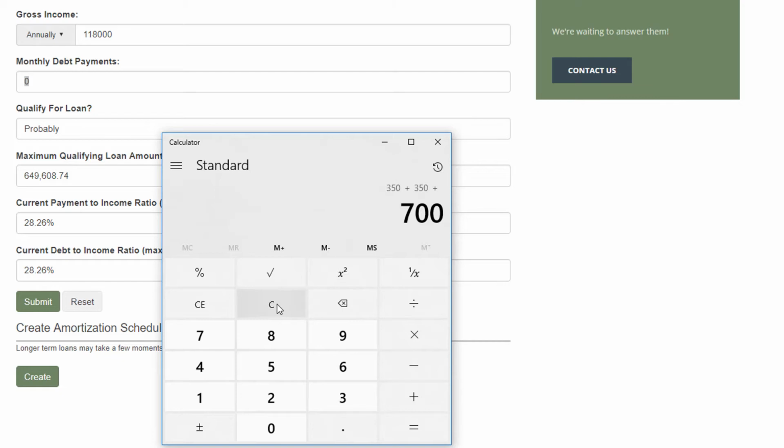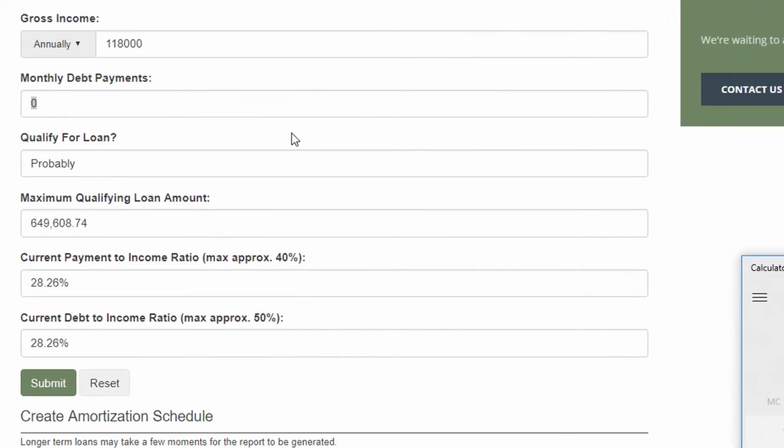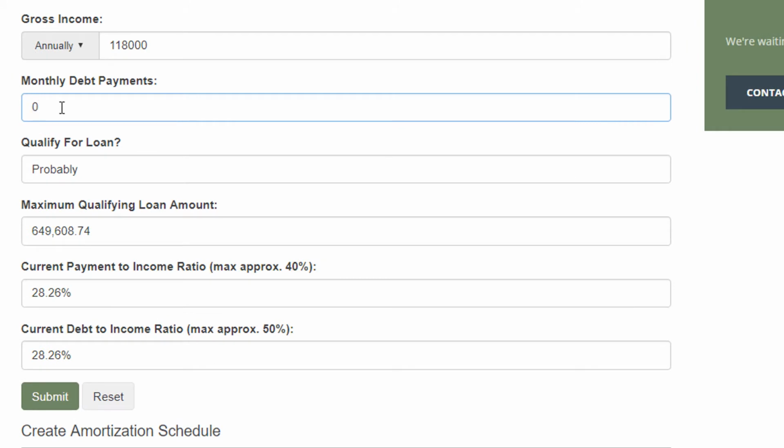Let's say that you both have credit cards and pay about $150 a month onto your credit cards. So that gives person 1 $150, person 2 $150 servicing that. And let's say only one of you has student loan debt that is about $250 a month. So that'll take our total estimated monthly debts to $1,250. So we're going to go ahead and put that in here, okay? $1,250. And it says that you're likely to qualify for the loan. It says probably, and it'll even show you what your possible maximum qualifying amount is right here at $601,000.